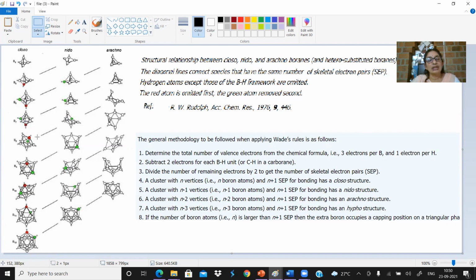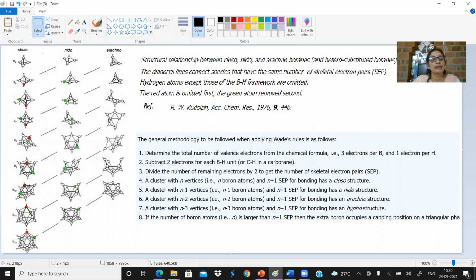Wade brought out a relation between the nido, arachno, and closo structures with similar skeletal electron pairs, and he obtained a diagonal relationship. If you look at this particular borane cluster with 6 boron atoms, this is the diagonal relationship. The nido structure has one vertex less than the closo structure, but the skeletal electron pair count is the same. For the arachno structure also, it is the same.